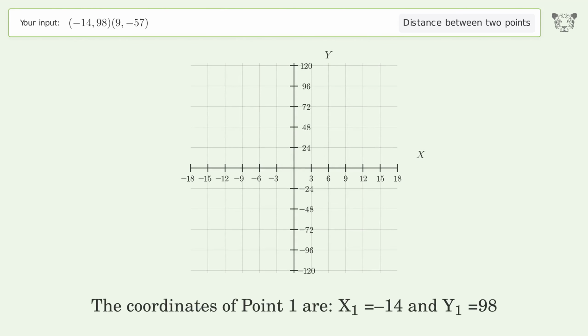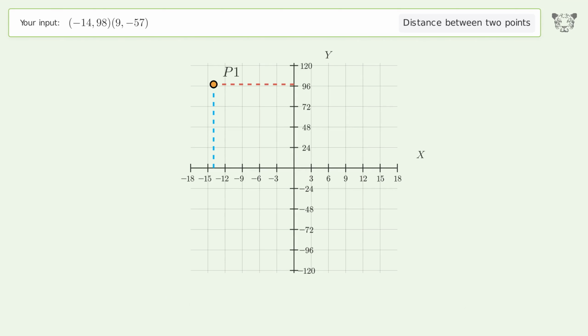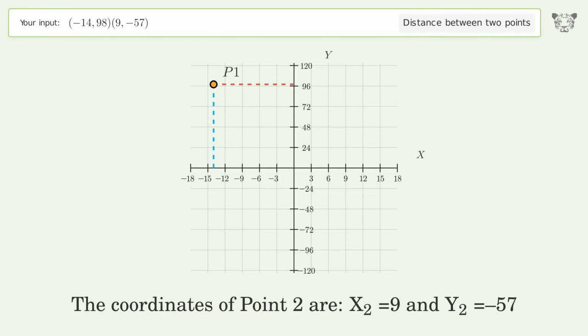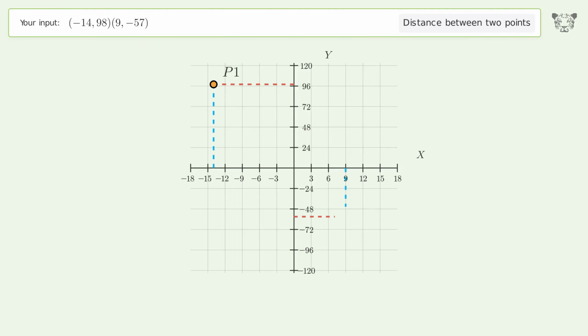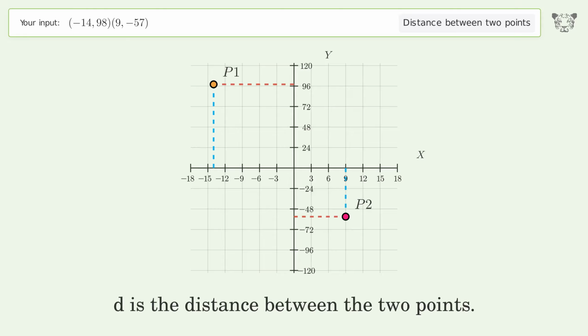The coordinates of point 1 are x1 equals -14 and y1 equals 98. The coordinates of point 2 are x2 equals 9 and y2 equals -57. D is the distance between the 2 points.